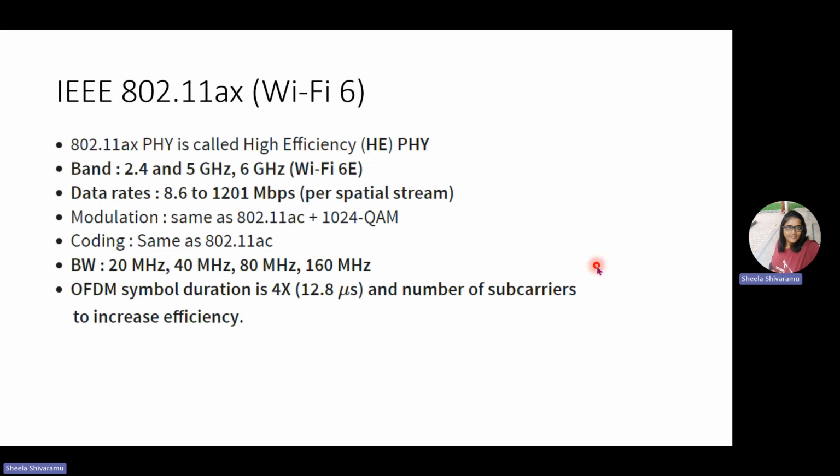In 11ax, the OFDM symbol duration is quadrupled. In 11ac it was 3.2 microseconds, but in 11ax it is 12.8 microseconds, and the number of subcarriers is also quadrupled. So effectively, the data rate remains the same because the number of subcarriers is increased, but the symbol time duration is also increased by the same amount. This is done to support some of the features required for OFDMA, that is orthogonal frequency division multiple access. For the first time, it is introduced in 11ax. So the increase in symbol duration and the number of carriers resulted in an increase in spectrum efficiency.